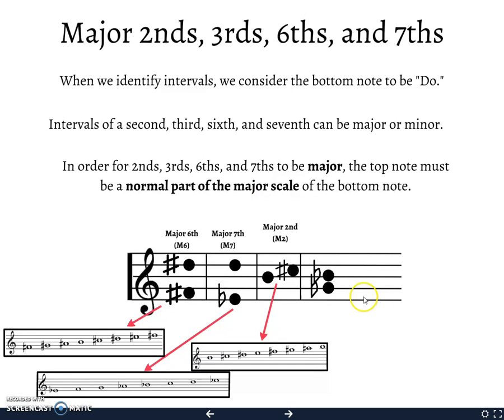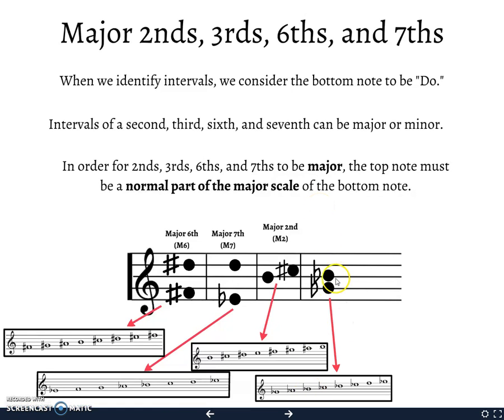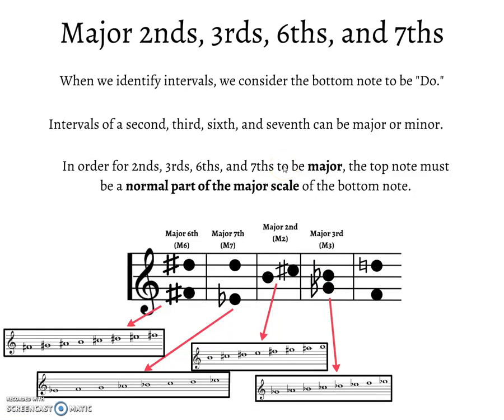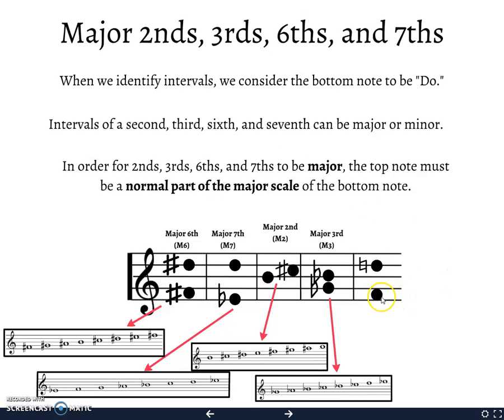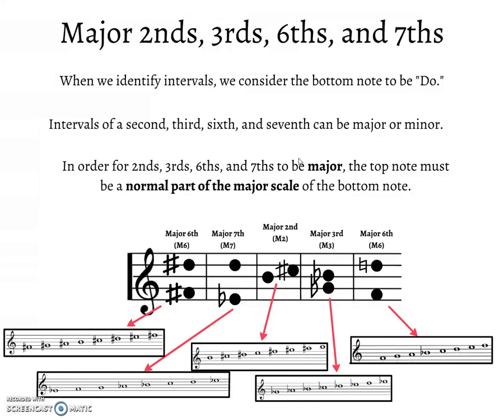G flat on the bottom, we have a third. 1, 2, 3. Third scale degree should be B flat, and it is B flat. Major third. Now we have a sixth again, and it's built on F. Sixth scale degree should be D natural. D natural. There's an actual natural sign here, and there's not here, but it means the same thing. Major sixth.